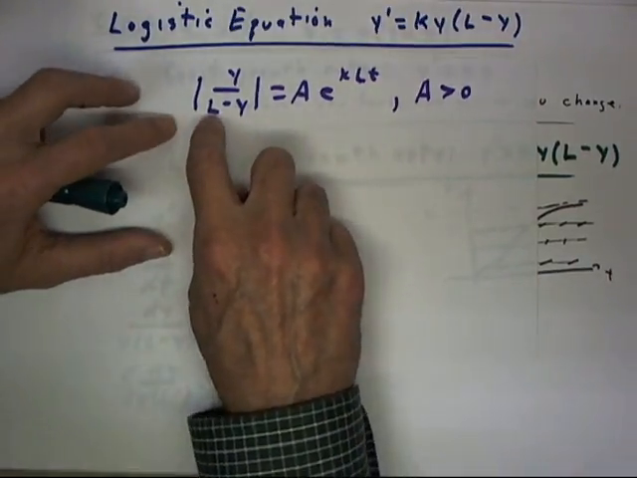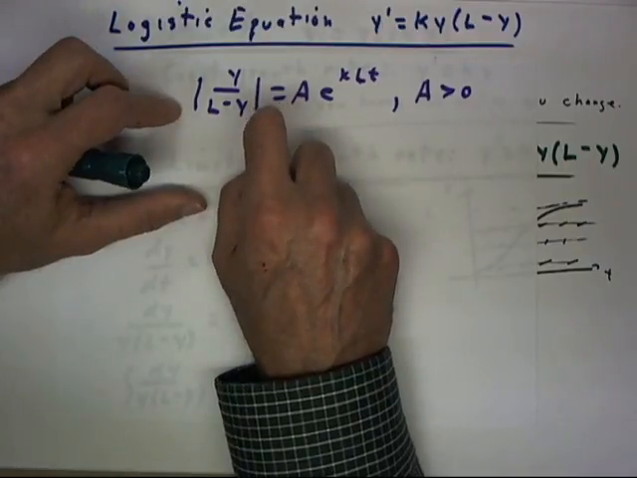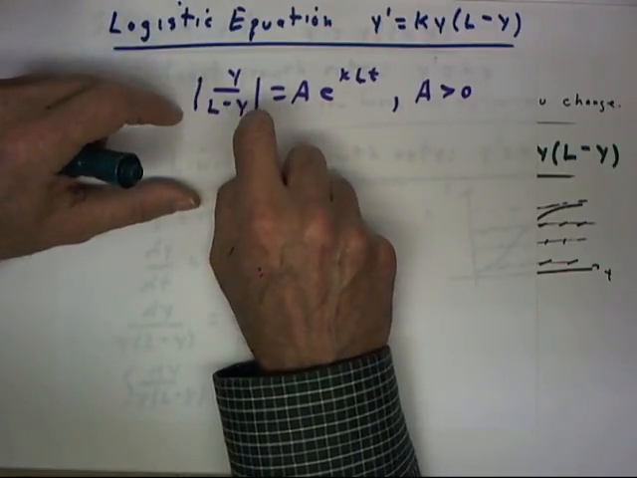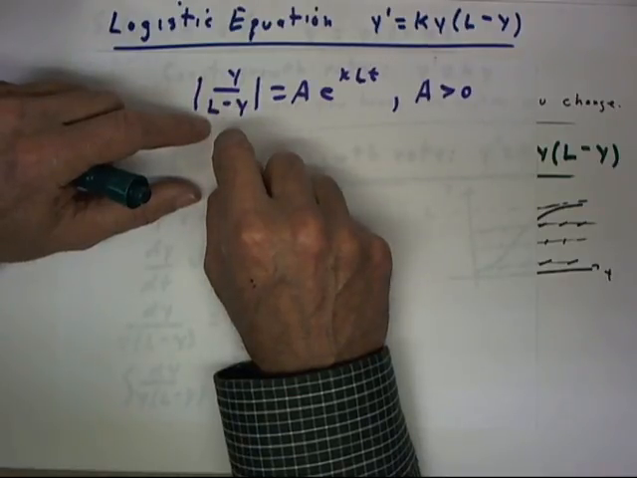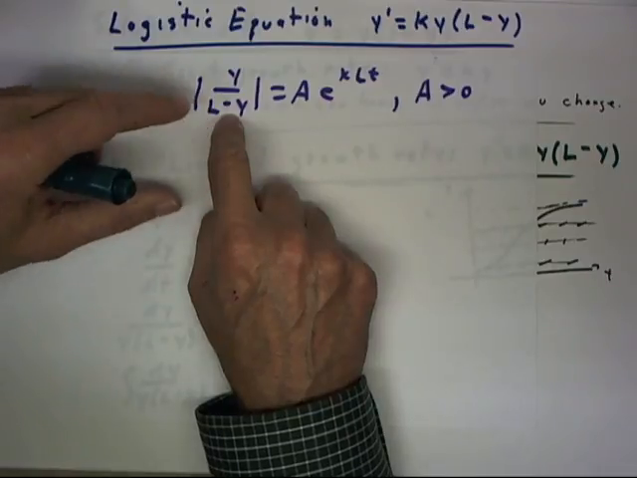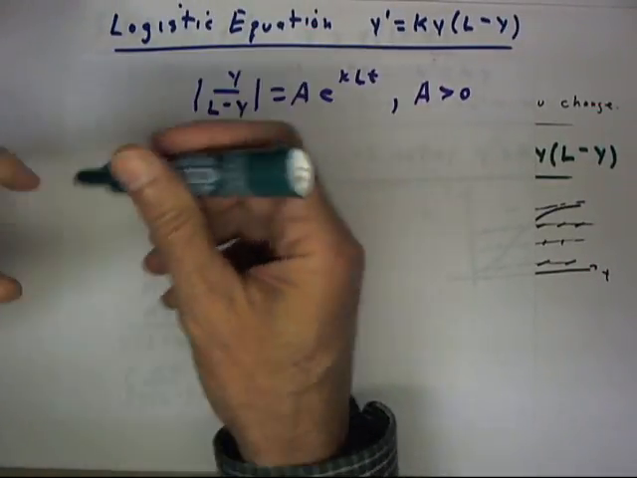So we have this equation. This is an absolute value. Now we know the absolute value of a quantity is equal to the quantity as long as the quantity inside the absolute value sign is positive. If the quantity inside the absolute value sign is negative, then the absolute value is the negative of that quantity.